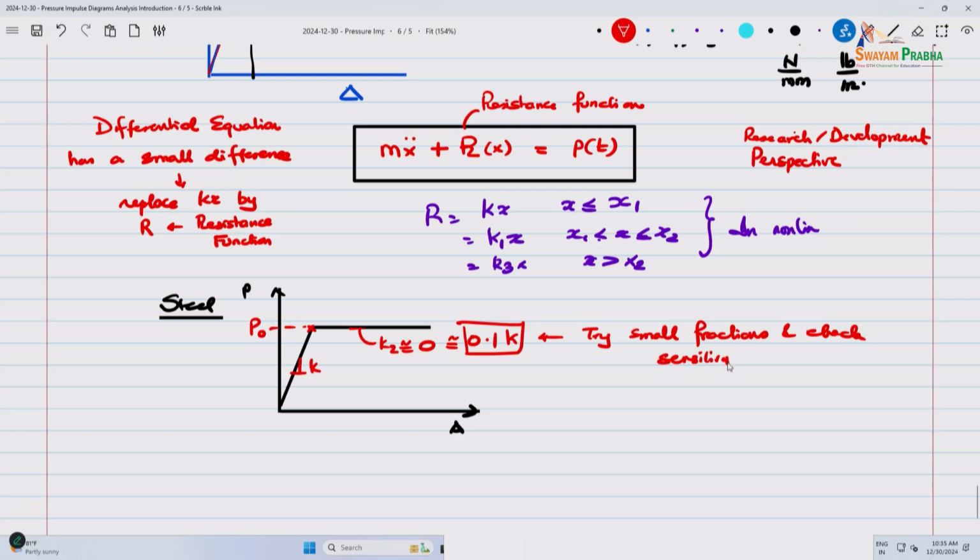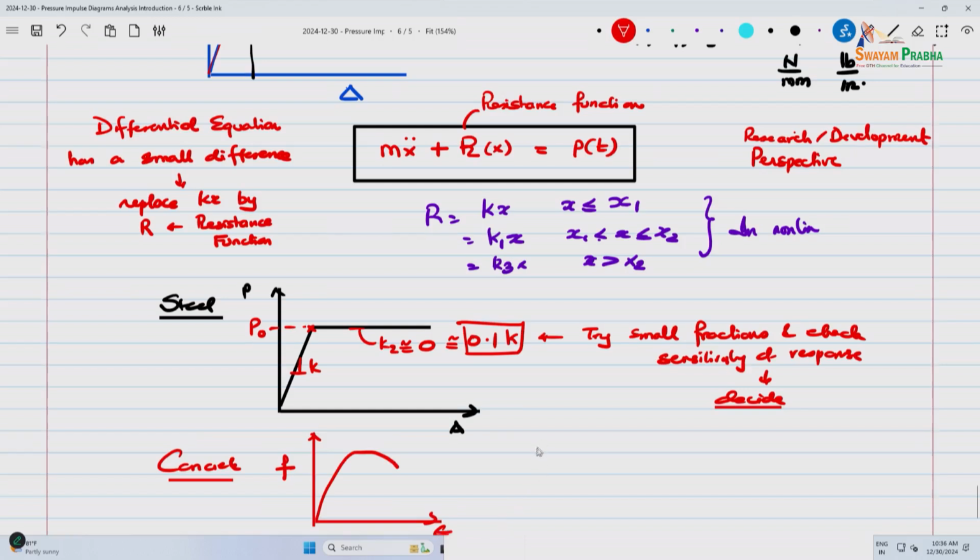Sensitivity of the response, and from that make decisions. Decide which one to use. For concrete, if you see, you have several expressions for stress versus strain.